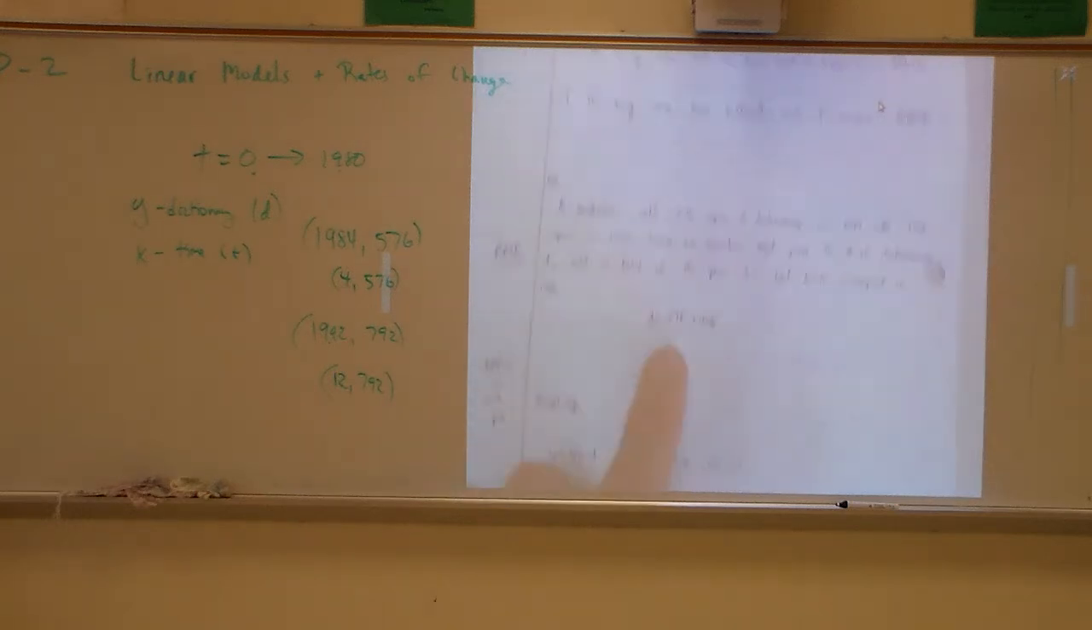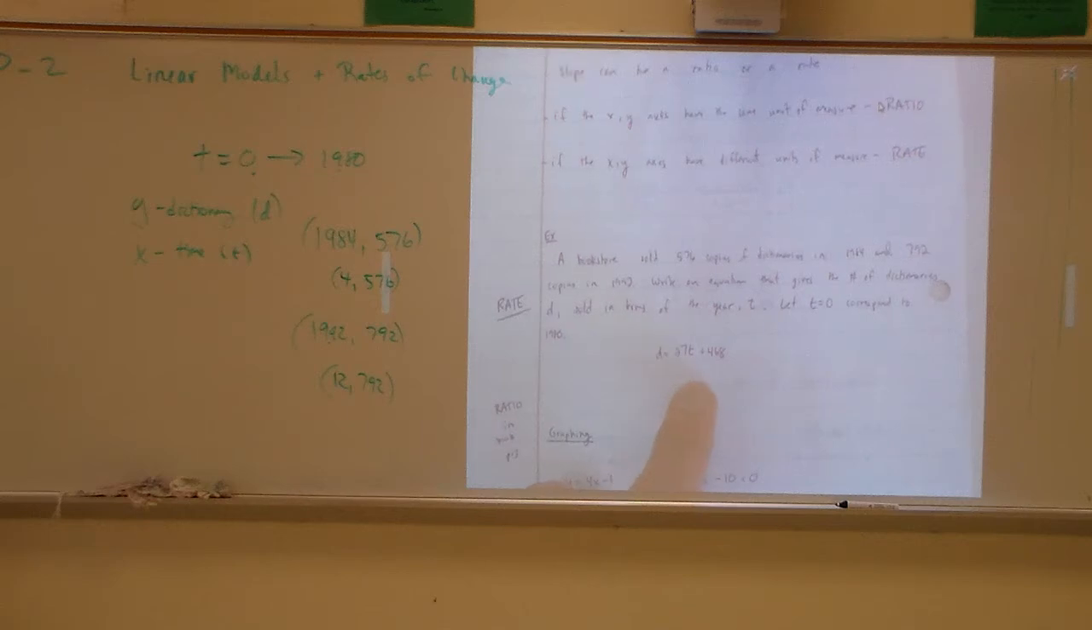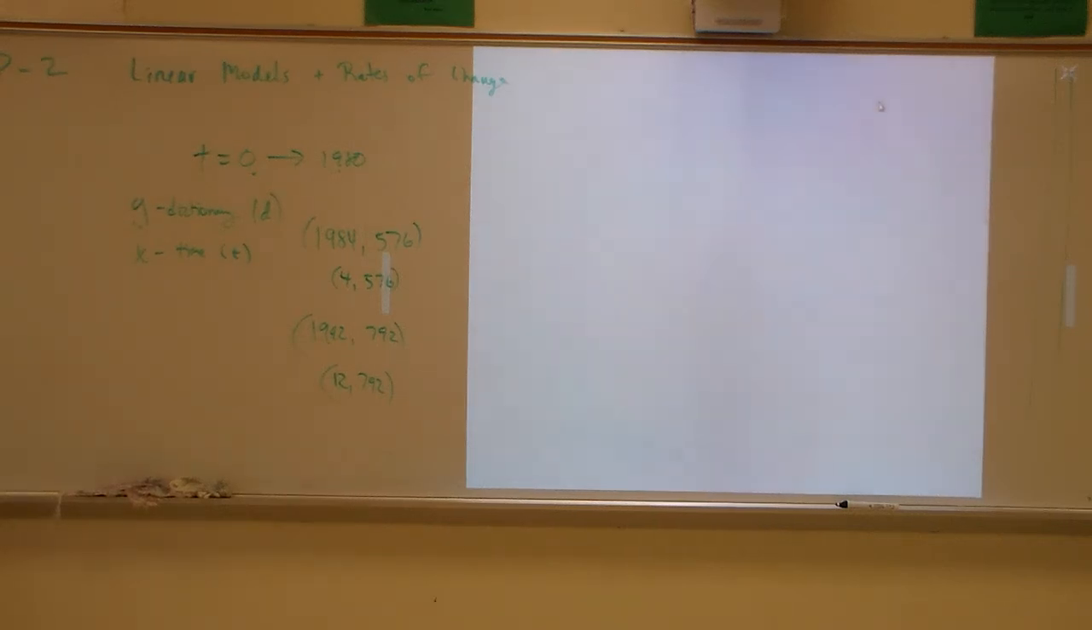That's what you should get. That's what we should get. D equals 27t plus 468. If you didn't get that, send me an email, all right? Talk to me in class. We will get that all straightened out.